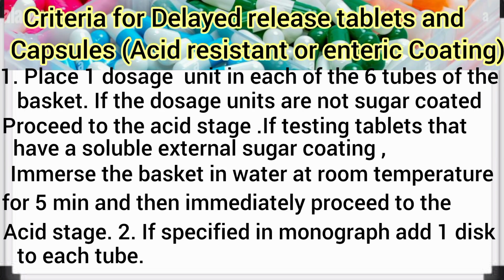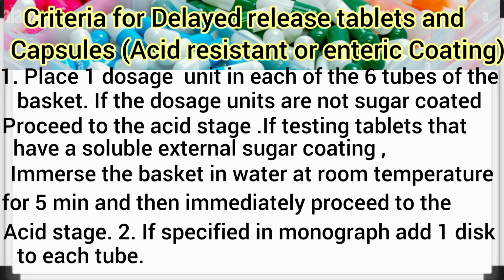Criteria for delayed release tablets and capsules: acid resistant or enteric coating. 1. Place one dosage unit in each of the 6 tubes of the basket. If the dosage units are not sugar coated, proceed to the acid stage. If testing tablets that have a soluble external sugar coating, immerse the basket in water at room temperature for 5 minutes and then immediately proceed to the acid stage.